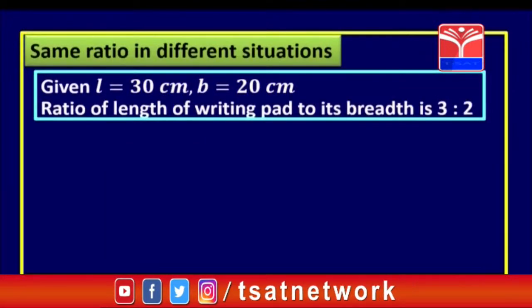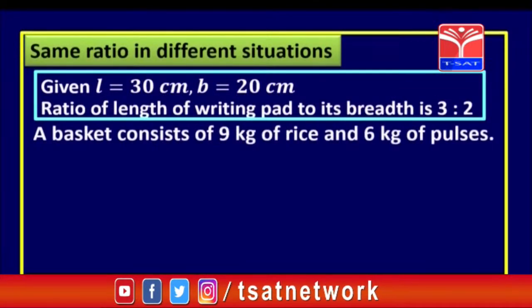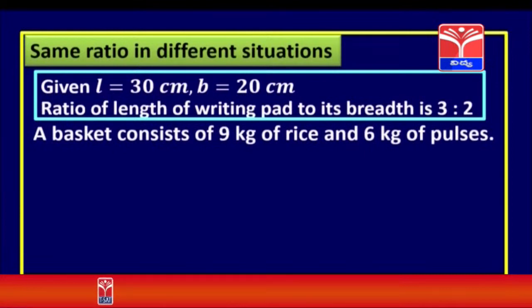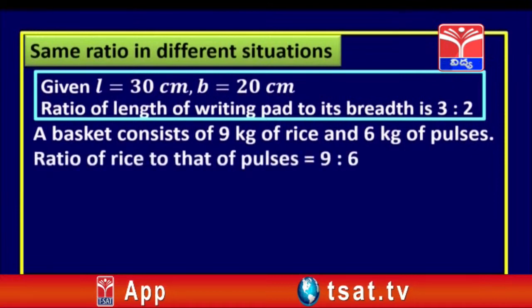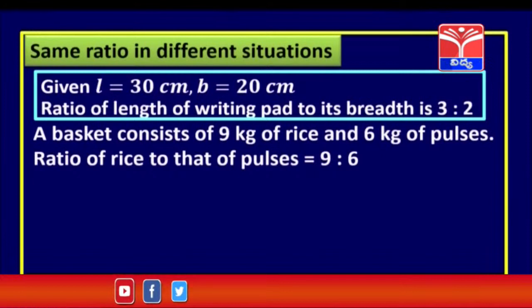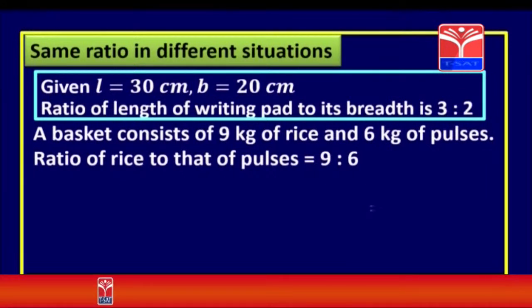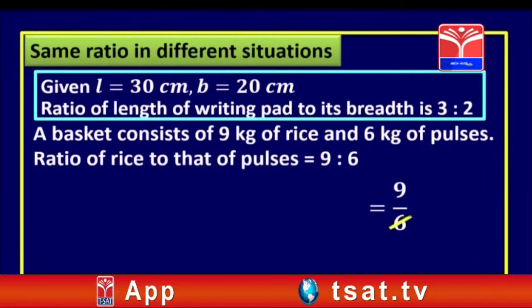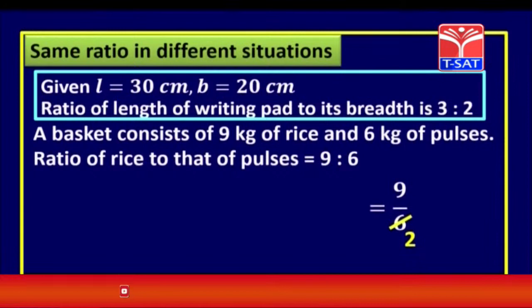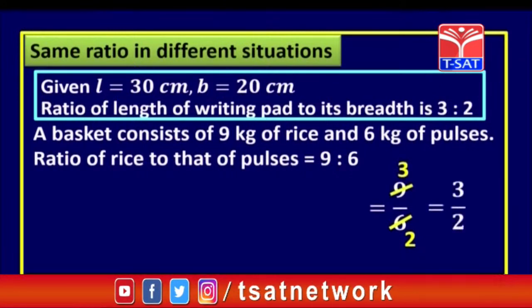Got it, children? Now let us take another example, children. There is a big basket which consists of 9 kg of rice and 6 kg of pulses. Now let us find out the ratio of rice to that of pulses. Since we have rice first, that becomes the antecedent, and pulses next will become the consequent. So we get 9:6. Now 9:6 can be written as 9 by 6. And again there is a common factor, so I will cancel with 3. 3 goes 2 times in 6, whereas in 9 it goes 3 times, and we get 3 by 2.